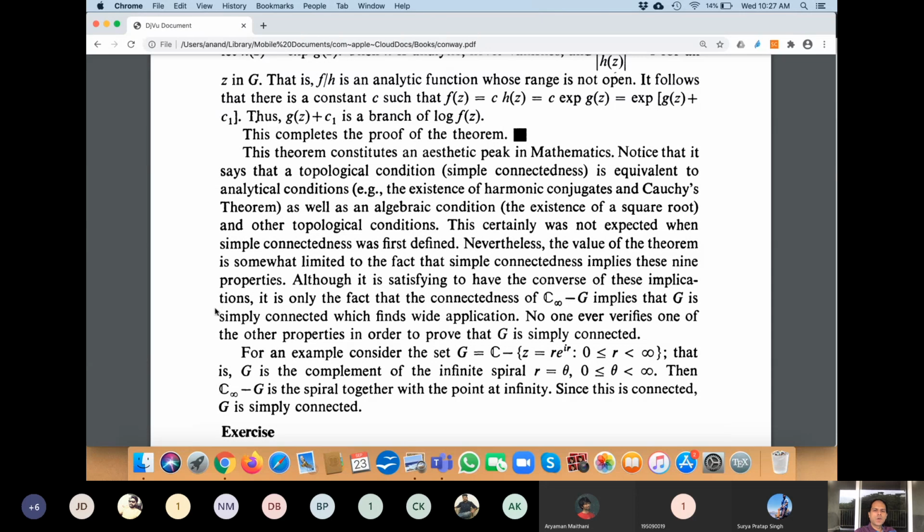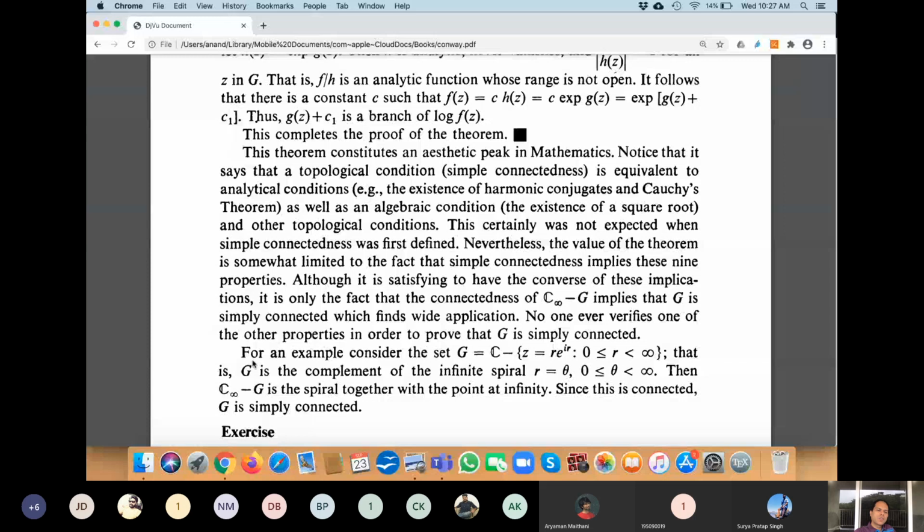Although it is satisfying to have the converse of these implications, it's only the fact that the connectedness of C infinity minus G implies, C infinity is his notation for S2, S2 minus omega, G is his notation for omega. So it's only the fact that the connectedness of S2 minus omega implies that G is simply connected which finds wide application. So this is from experience. Only that property is really used, and we have also used it in the corollary to Runge's theorem. So no one ever verifies one of the other properties in order to prove that G is simply connected.